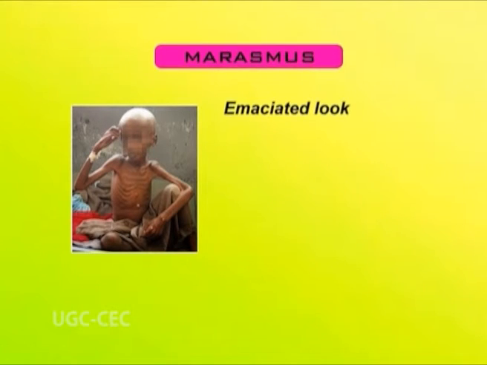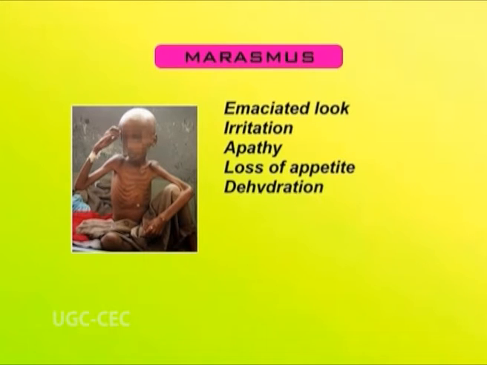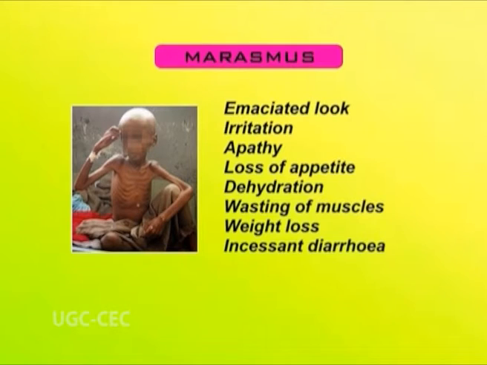Marasmus. Marasmus occurs when the diet is low in both calories and protein. Tissues are wasted, and unlike kwashiorkor, the body looks shrunken. The child has an emaciated look, irritation, apathy, loss of appetite, dehydration, wasting of muscles, weight loss, and incessant diarrhea. These are other symptoms of marasmus.